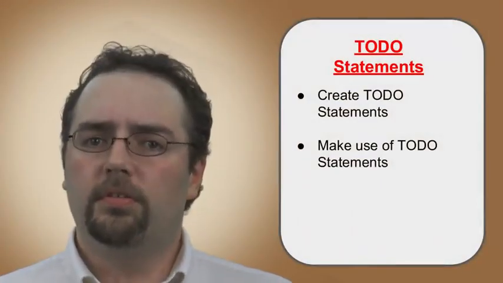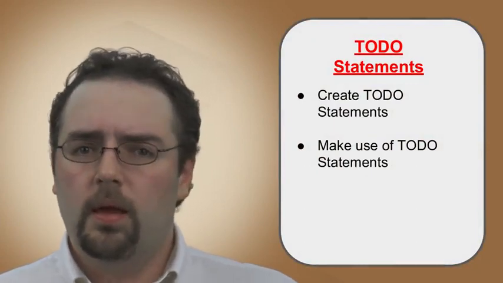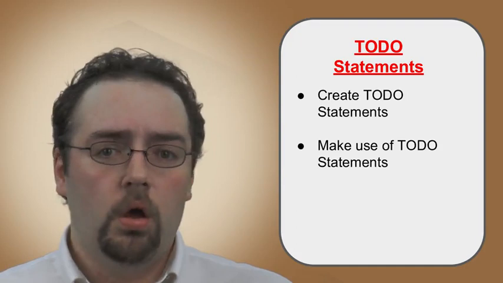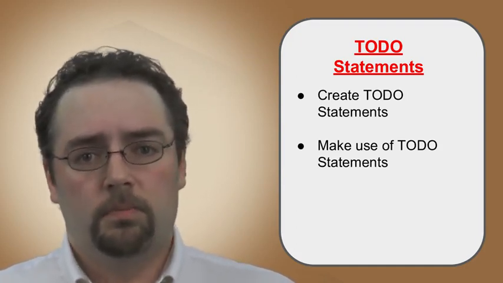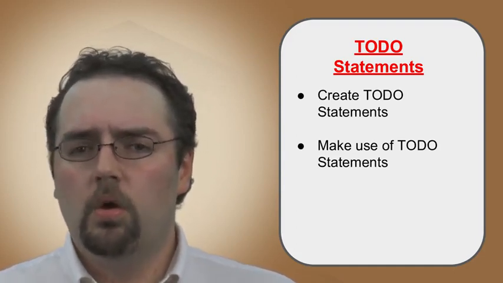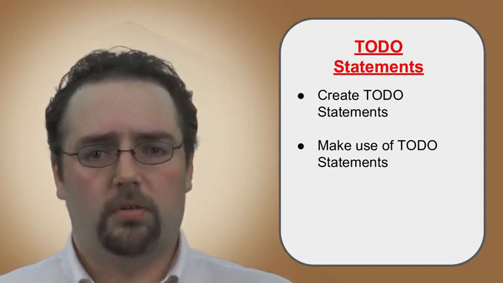Now that you've completed this video, you should understand how to enable line numbers within the editor and how to create TODO comments, along with how to use the TODO window to quickly open and jump to existing TODO statements. Visible line numbers, along with TODO statements, will assist you in maintaining and improving the code within your projects.